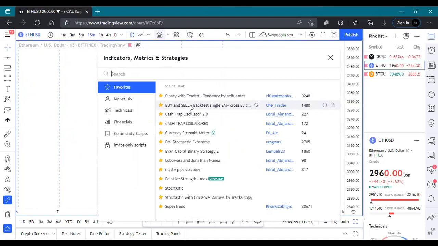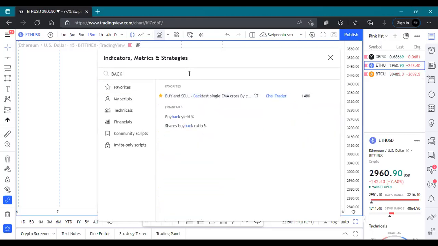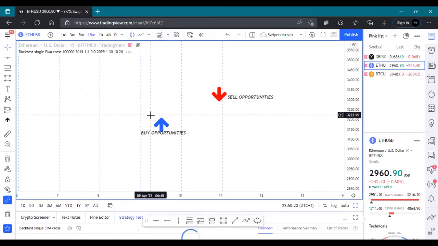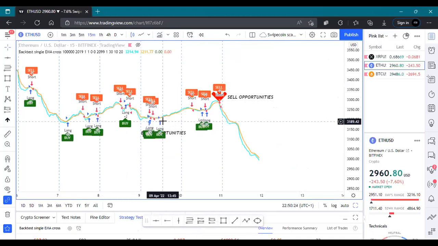The indicator is this. Look at this: Backtest Single EMA Cross. Take note of the name. Backtest Single EMA Cross by this guy, Trader. So if you want to search for it, you just come here, search Backtest Single EMA Cross by Trader, click on it, and it gives you this. Just look at this. This is what you're going to have.